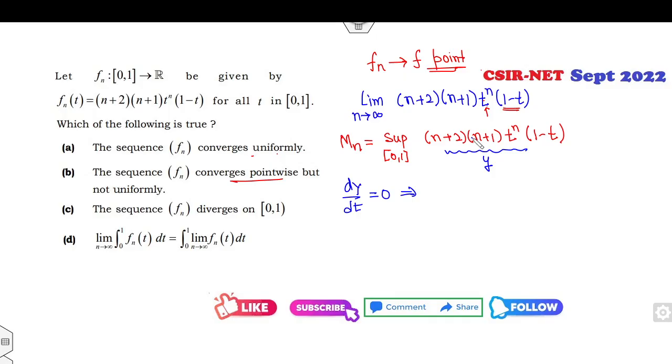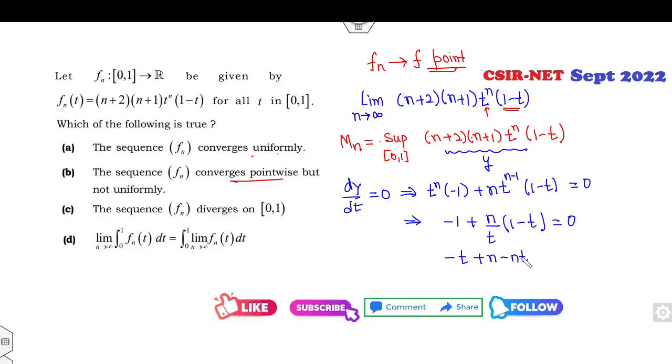Because this is a constant which is outside, it is t raised to power n of minus 1 plus n into t raised to power minus 1, times 1 minus t. If I substitute this as 0, t raised to power n will be cancelled out. It's minus 1 plus n over t into 1 minus t equal to 0. So if you open that, it's minus t plus n minus nt is 0. So the t value will be n over n plus 1.